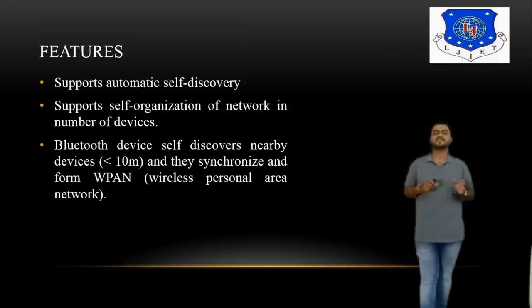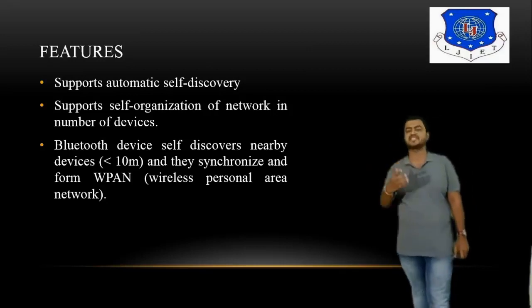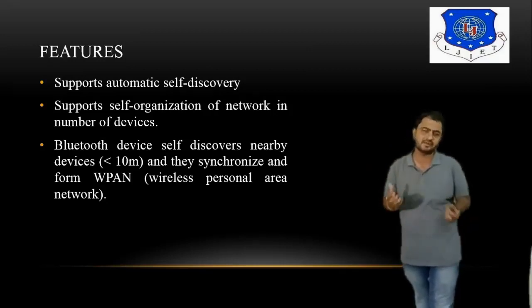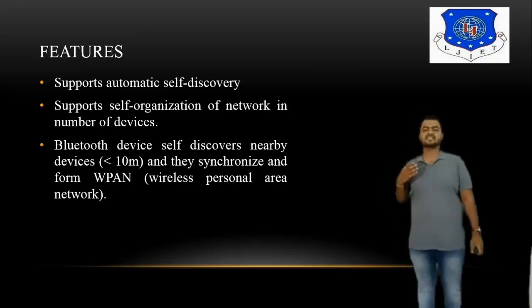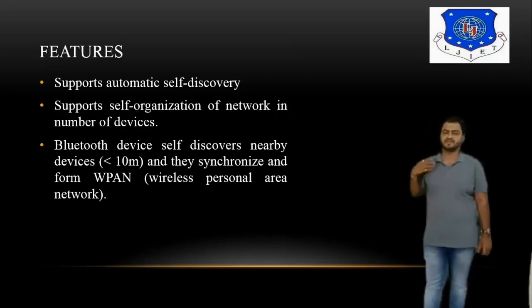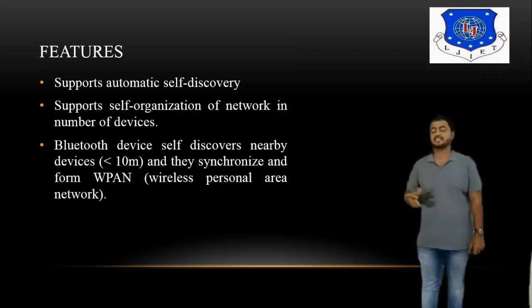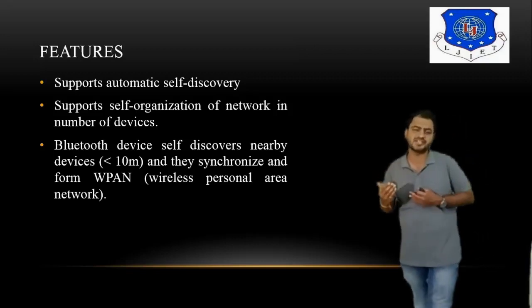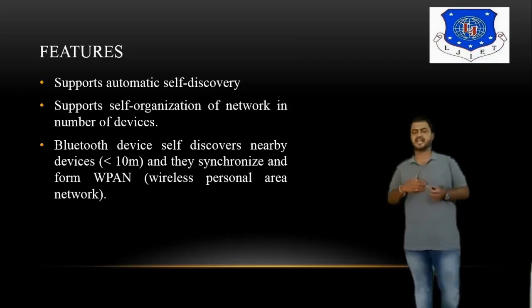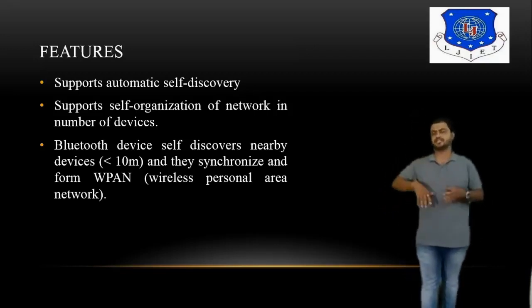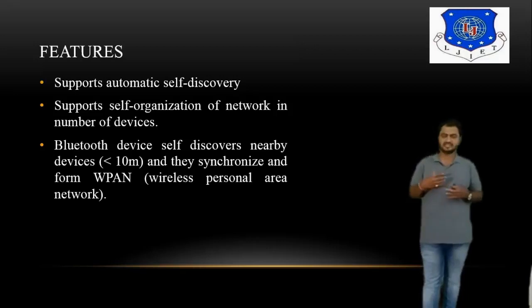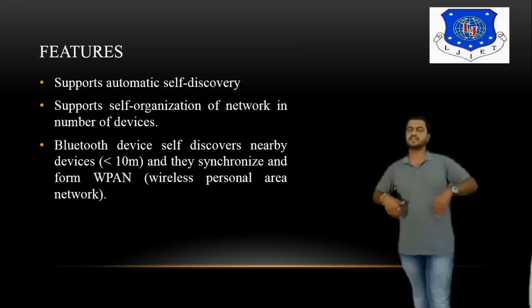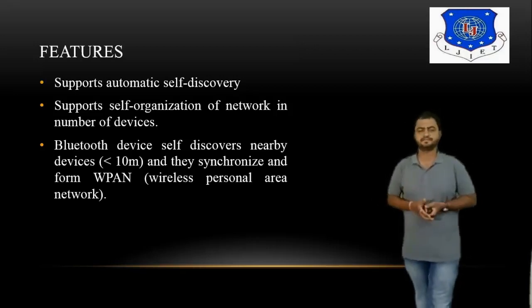Now we're talking about the different features. It supports an automatic self-discovery mode. You can see in your smartphone also that automatic discovery mode is available. It supports self-organization of a network of a number of devices. Bluetooth devices self-discover nearby devices, within around 10 meters, as I have already told you. Then we make a synchronization within the personal area network, and you can share your audio, your music, or anything within a range of 10 meters.